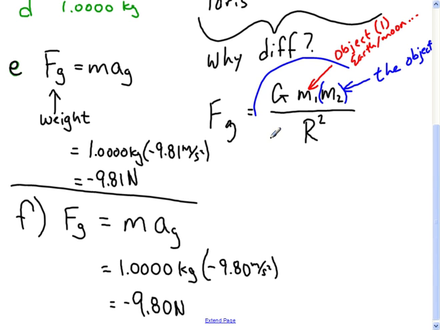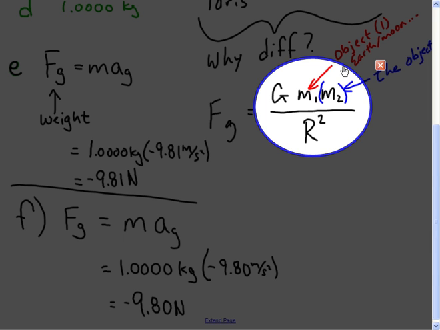What about this equation would be different if you're on the moon? M1's different. The mass of the moon is way different from Earth. Now, radius is also different. The moon's a lot smaller. You're closer to the center of mass of the moon. But the mass of the moon is so much smaller that that's why things weigh less on the moon.